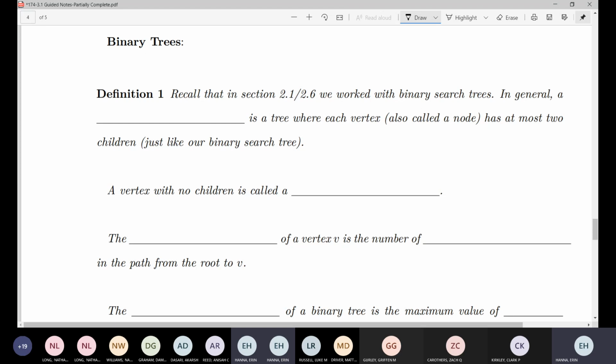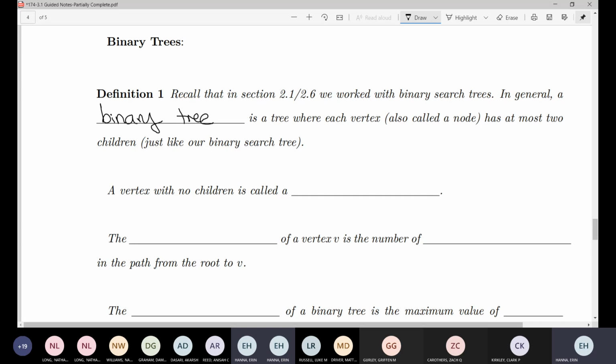So in general, a binary tree is a tree where each vertex, which I could also call a node, so if you see the word node, it's also talking about vertexes, has at most 2 children. Remember, you could only have 2 children from each vertex. You couldn't have 3 children. That's why it was a binary search tree.